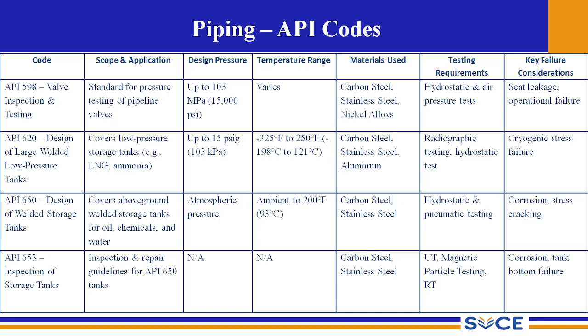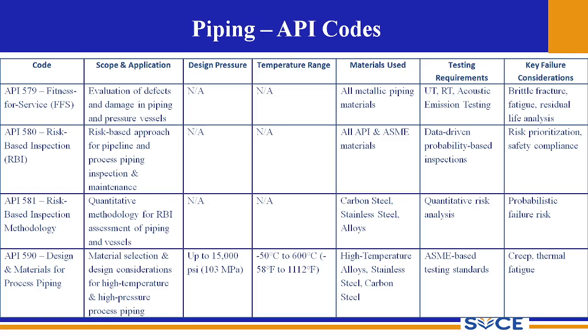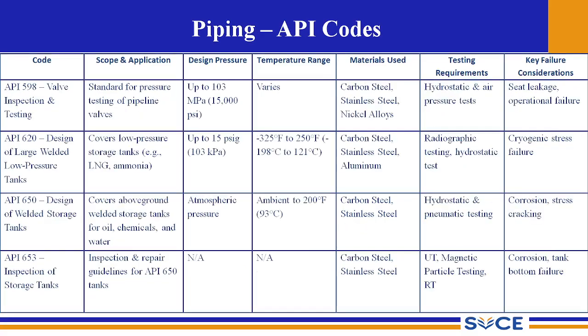Next is about the API 598. This is exclusively for the valve inspection and testing, and the standards for pressure testing of the pipeline valves is the scope of this particular code. And the materials used are carbon steel, stainless steel, and nickel alloys. And the testing requirements are hydrostatic and air pressure tests.